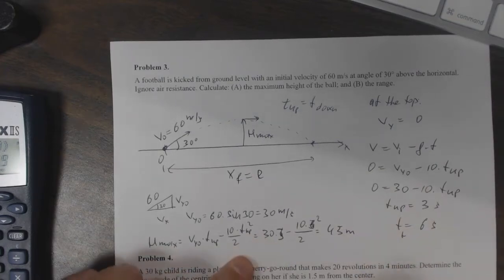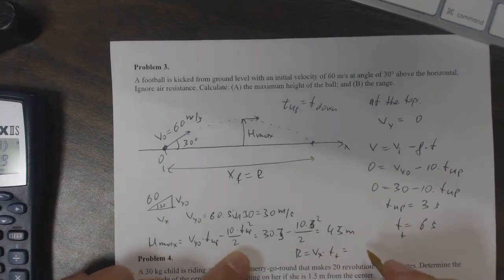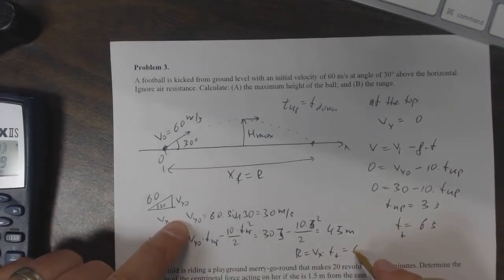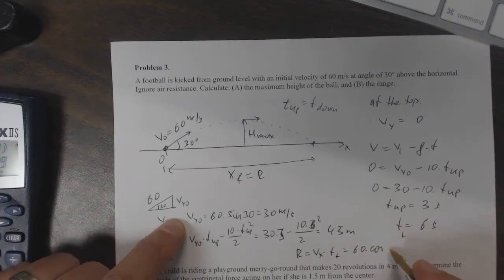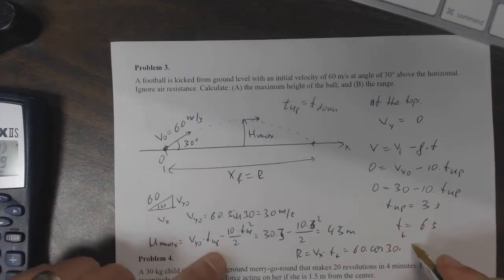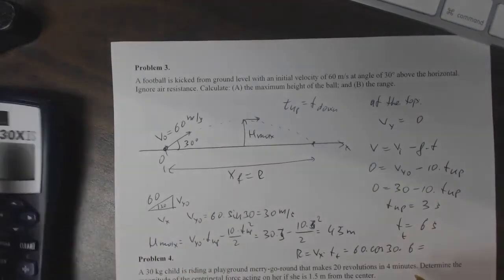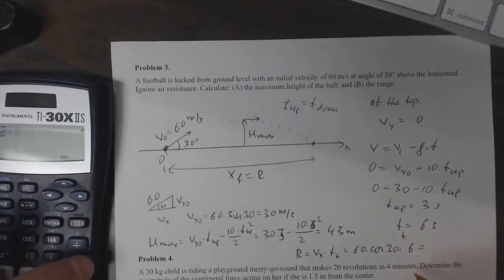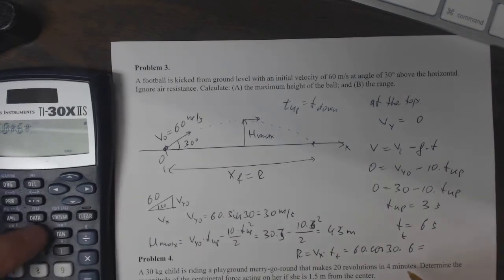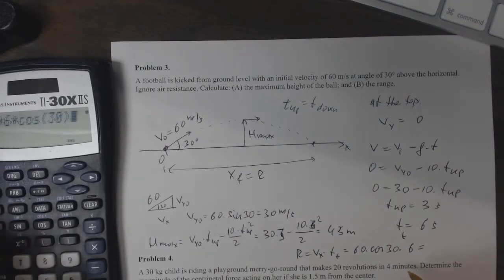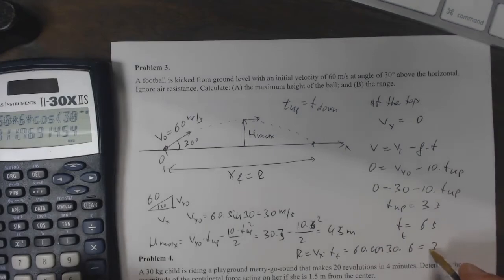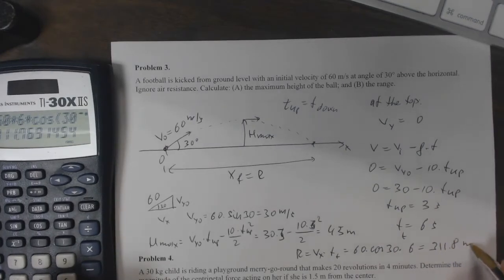meters. So the range will be equal to Vx times time total. And Vx will be equal to hypotenuse times cosine 30. Total time is 6. So that's going to be, now I use calculator, 60 times 6 times cosine 30 degrees, 1.8 meters.